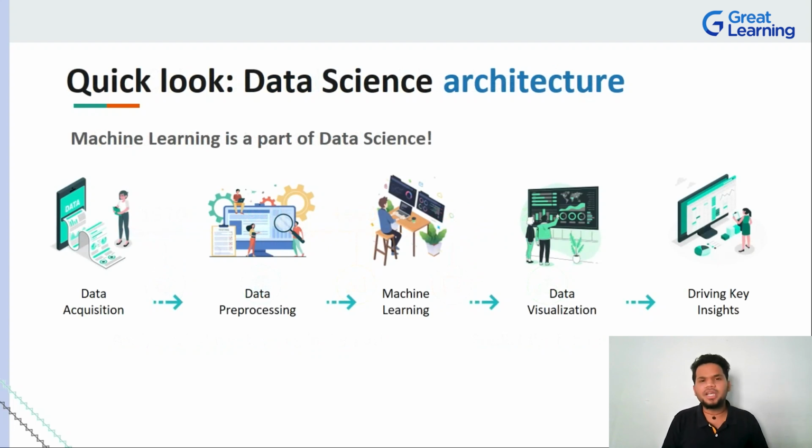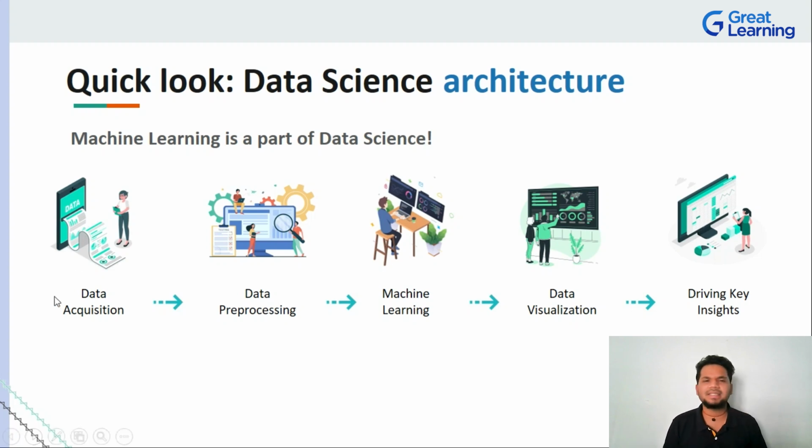Perfect. Now, since we're talking about the comparison between data science and machine learning, I have to tell you one very important thing at this moment in time. It's that machine learning is an actual part of the data science architecture, as you can see on your screen right now. I'll quickly brief you through what the data science architecture is, right?